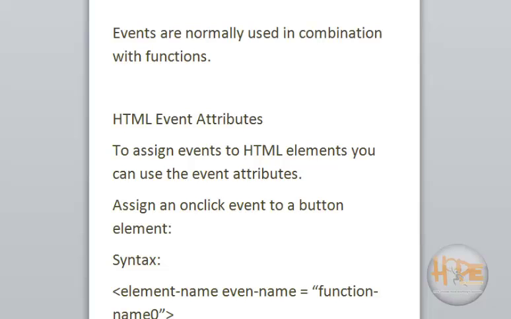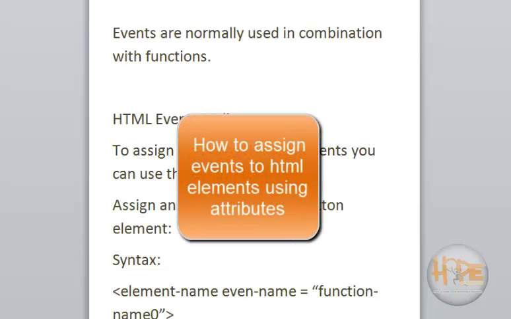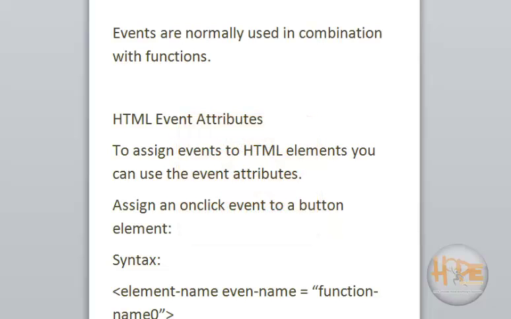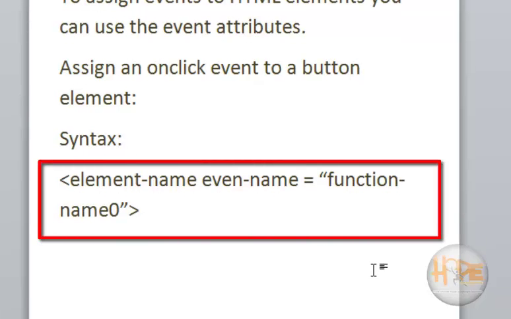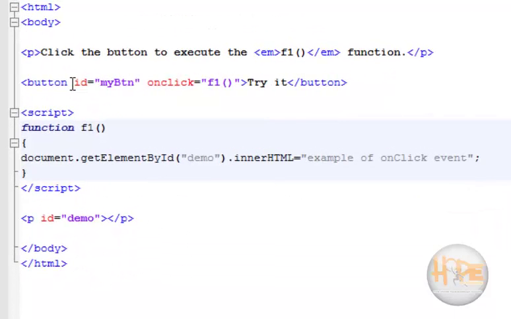HTML event attributes. To assign events to HTML elements, you can use the event attributes. For assigning an onClick event to a button element, here is the simple syntax. This is the element name, then the event name, and then the name of the function. Let's see one example, to assign an event through an attribute of an HTML element.